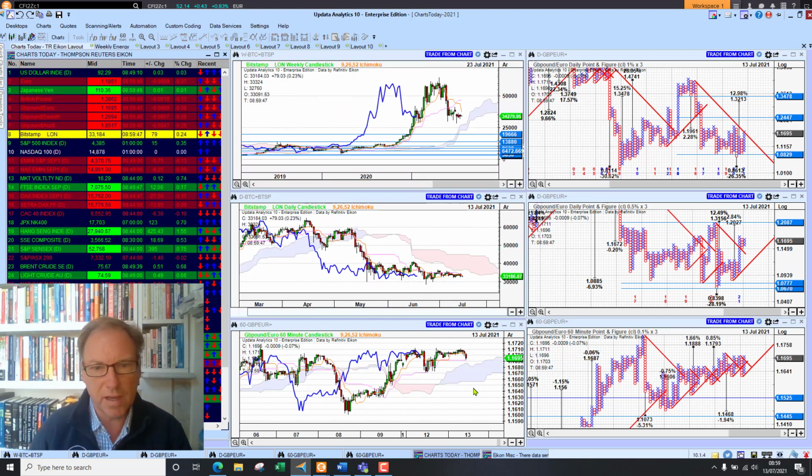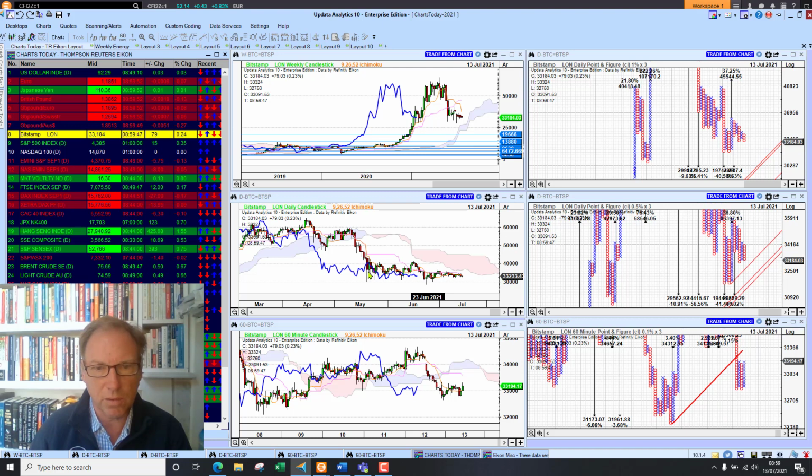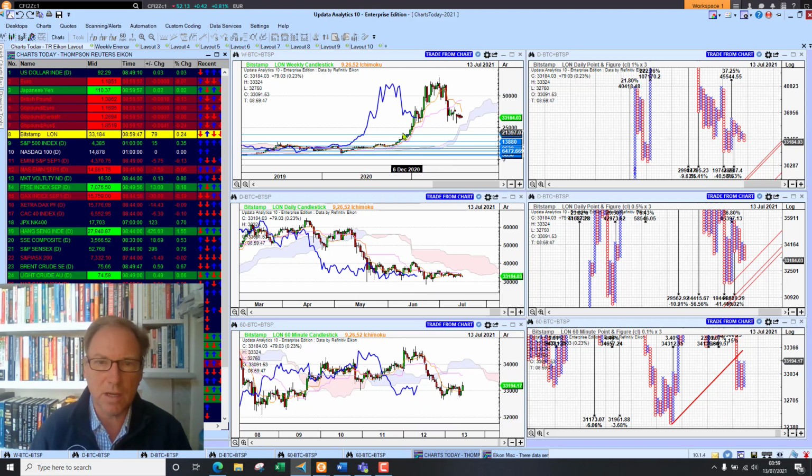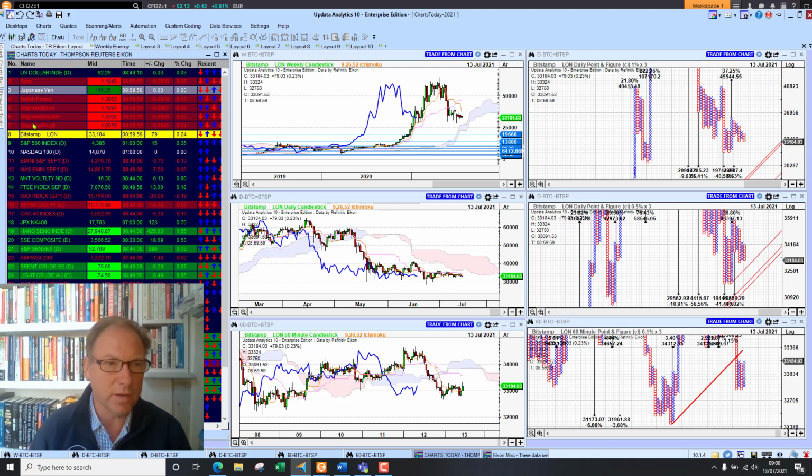Bitcoin sitting at $33,000 has really been stuck at this level now for quite a while, back into short-term territory this morning, but interestingly we've just got to hold that $30,000 mark.